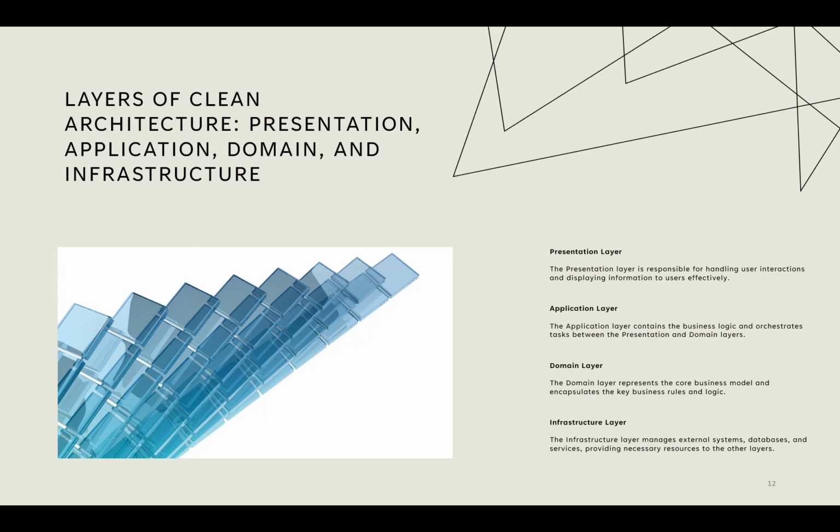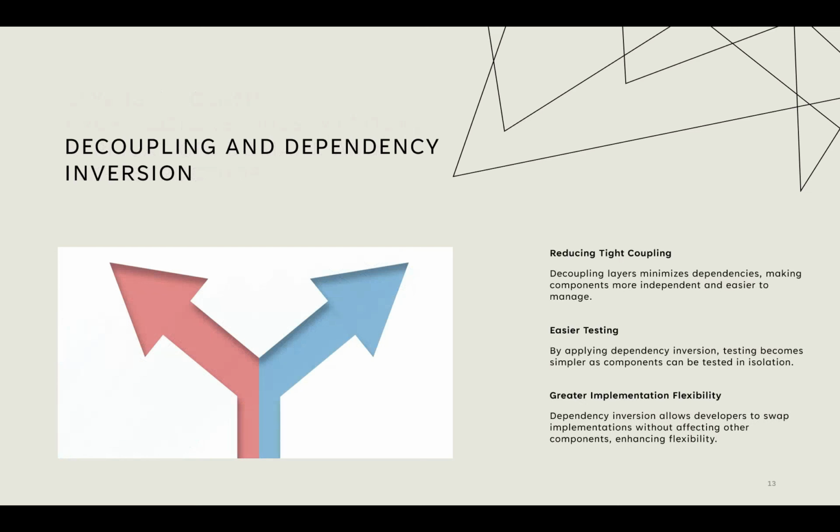Clean architecture typically involves 4 layers: presentation, which handles user interaction; application, which contains business logic; domain, which represents the core domain models; and infrastructure, which deals with external systems. It is also called the anti-corruption layer. Decoupling layers and applying the dependency inversion principle help reduce tight coupling between components. This allows for easier testing and greater flexibility in choosing implementations.